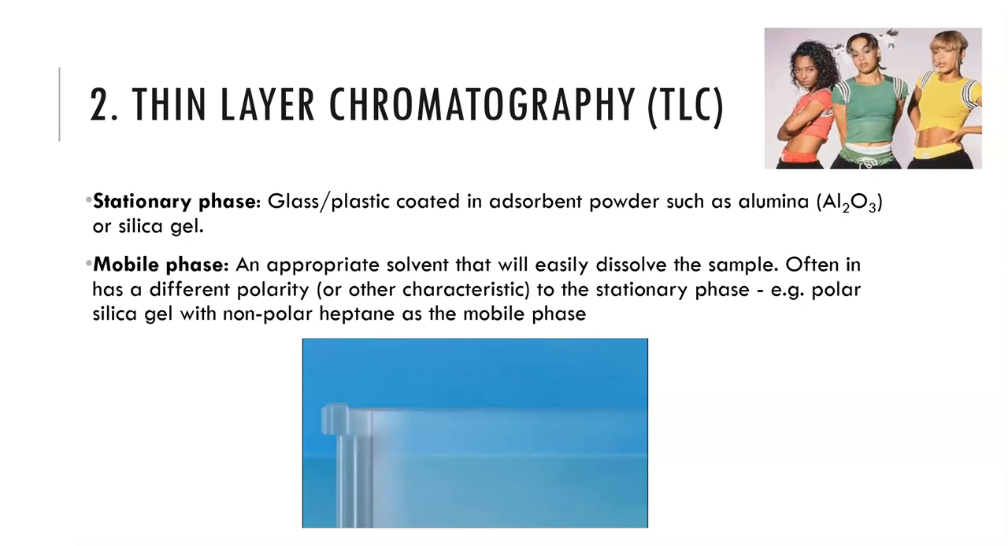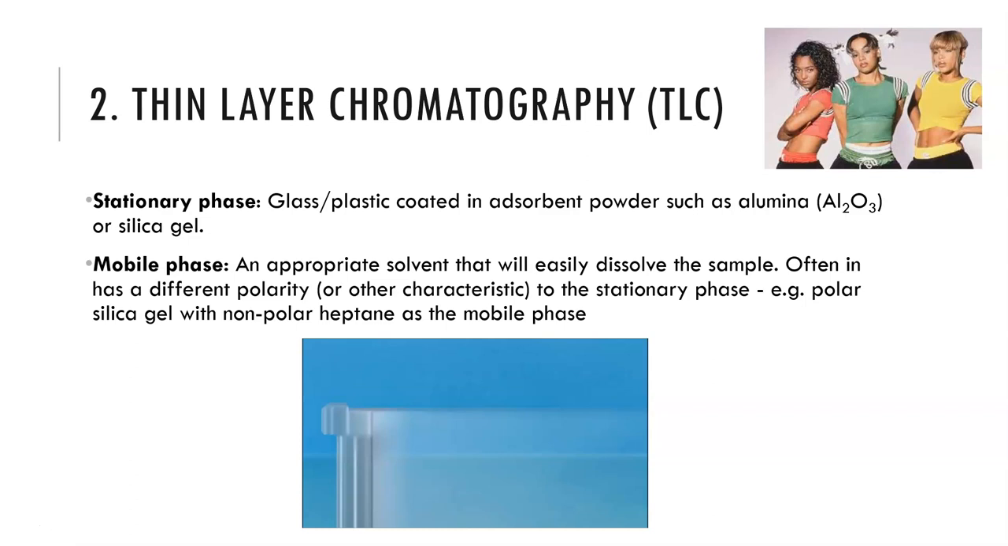So the next type of chromatography that we see with this is actually thin layer chromatography. In this case, we're just using a more precise stationary phase. This is usually a glass or plastic coated sheet that is coated in adsorbent powder such as alumina or silica gel. These are the 2 most common stationary phases we see for TLC. The mobile phase will be an appropriate solvent depending on what properties we want to use. It should be able to easily dissolve the sample, and this will usually be a mixture of solvents such as alcohols or other organic solvents to tune the polarity between the mobile phase and the stationary phase.